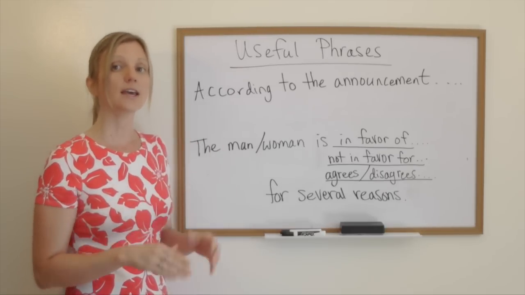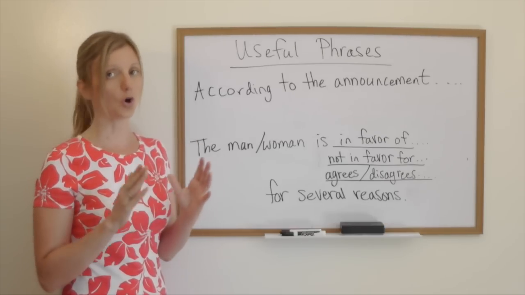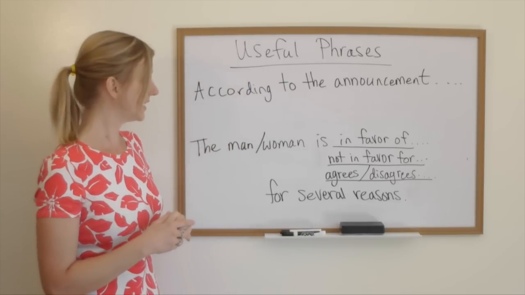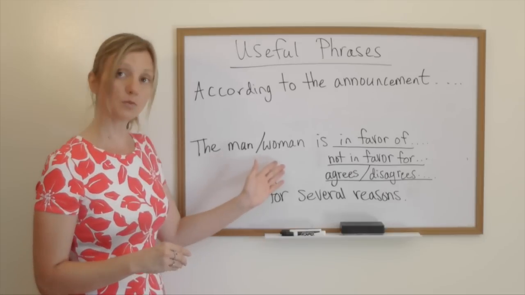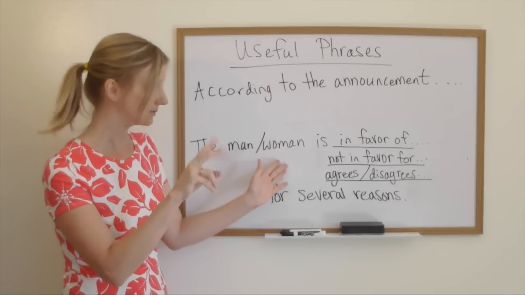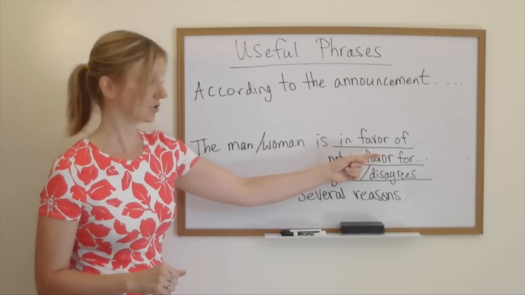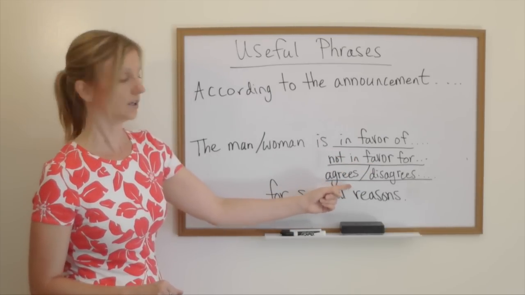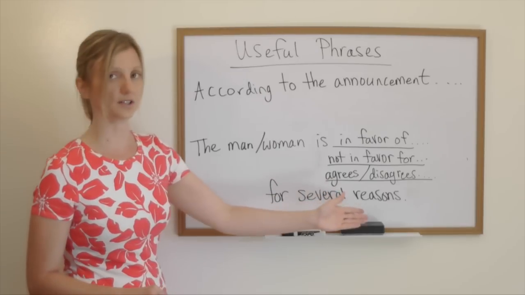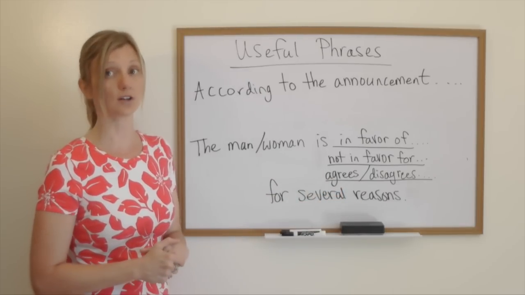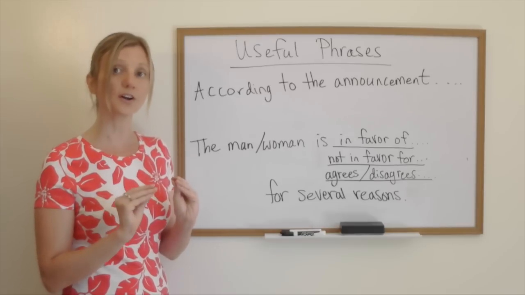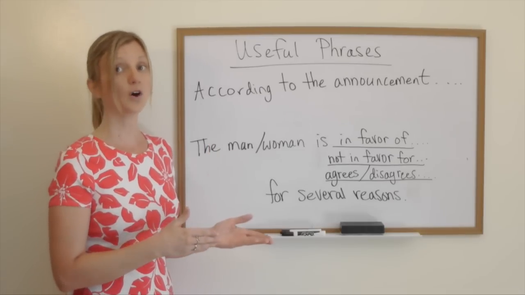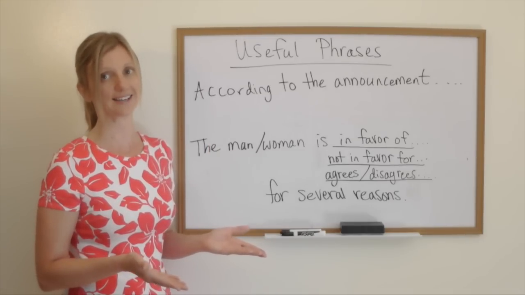Most of your task is to summarize the conversation. So you should only be spending 5 to 10 of your 60 seconds on the announcement. Then you're going to start with the man or the woman, depending on who has given the 2 reasons, is in favor of this change, or is not in favor of this change, or agrees with this change, or disagrees with this change for several reasons. Then go ahead and summarize the conversation, of course making sure you've included the 2 reasons that the person has given for either supporting or not supporting the change the university is making.